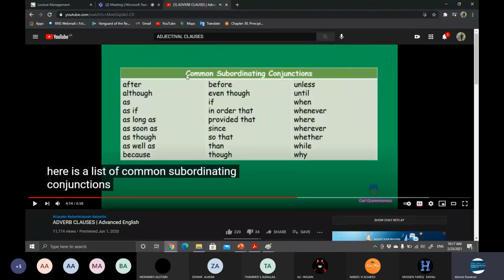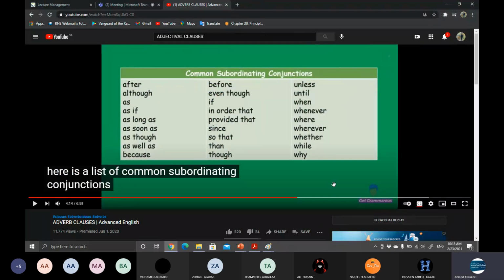That's very important. You need to know them so that you can identify whether the clause in front of you is a subordinating one or a main one. So if you find any clause that starts with after, although, as, if, as long as, as soon as, though, as well as, because, before, even though, if, in order that, in order to, provided that, since, so that, then, though, unless, until, when, whenever, where, whatever, whether, while, and why. Any one of these.